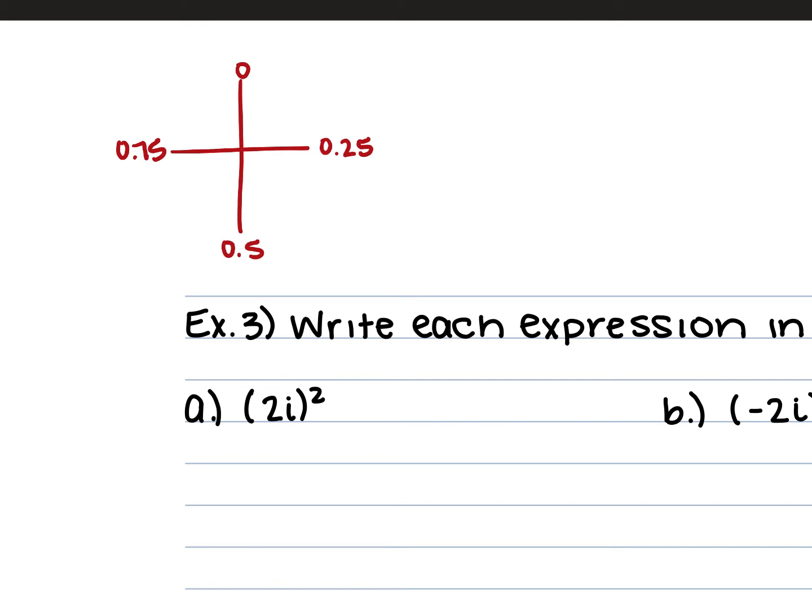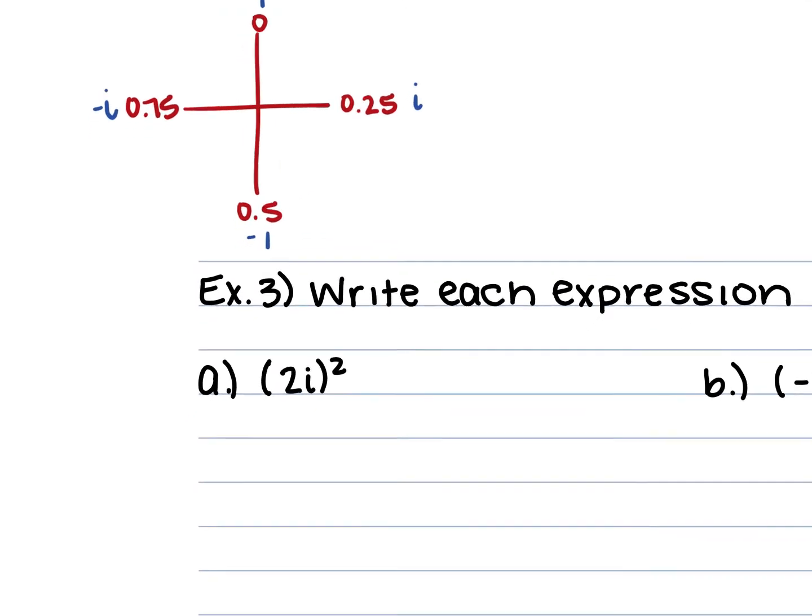With all of these, when you have your power that's on that i, you're going to divide that power by 4. Whatever your decimal part is for that is going to tell you what you're going to have as part of your answer. You'll either have 1, i, negative 1, or negative i.